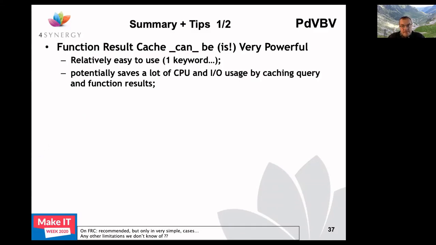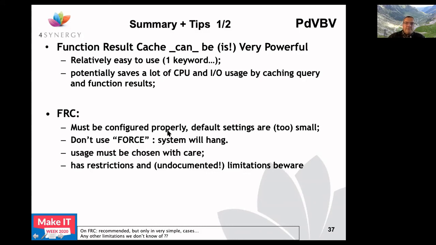Result cache is a very powerful mechanism if you have the case for it. It is actually very easy to use. You put that one keyword in the code and you've got it. And it can save you a lot of CPU if you have the case of repeatedly calling simple functions time and again. Function result cache, you have to configure it properly and your default cache will be too small, just so you know. If you use the force keyword, you risk a system hang, at least you did in Oracle 12. You have to choose with care how and where you apply this thing, but that accounts for most Oracle tricks.